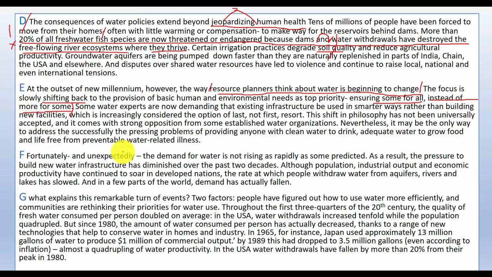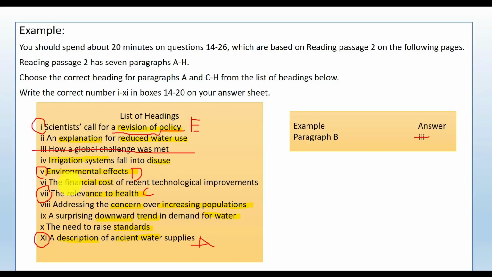Okay, now let's move on to the next paragraph, and this is also a short paragraph. Fortunately and unexpectedly, the demand for water is not rising as rapidly as some predicted. This is the topic sentence, and this is an easy question because you can find the topic sentence at just the start of the paragraph. The demand for water is not rising as rapidly as some predicted as a result of the pressure to build new water infrastructure. I checked it just by my eyes, and we have our topic sentence, and then we need to go back to our options and surprising downward trend in demand for water.